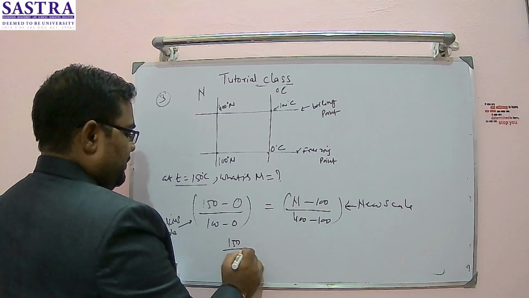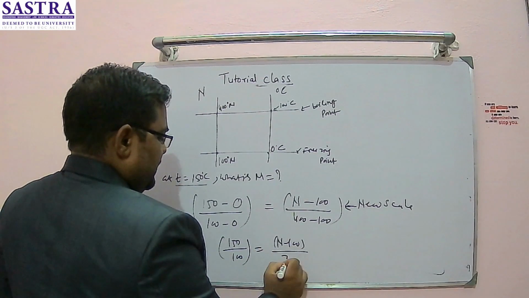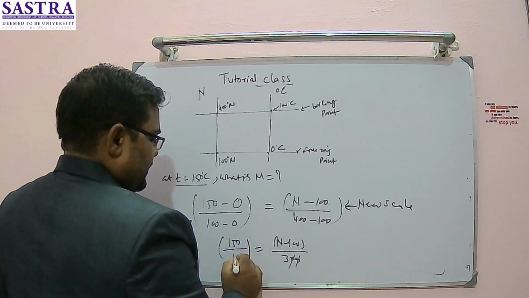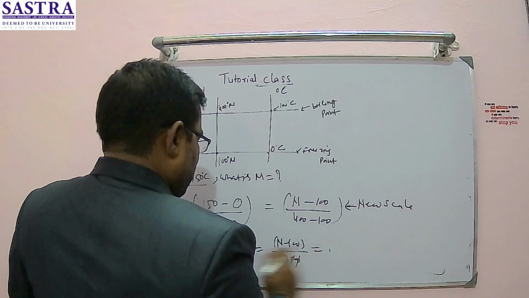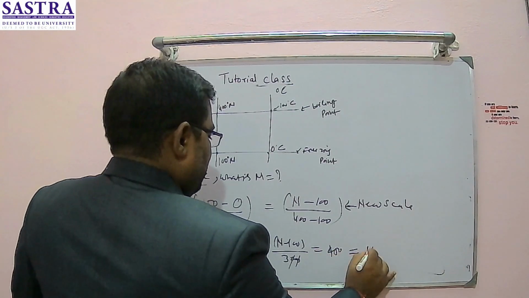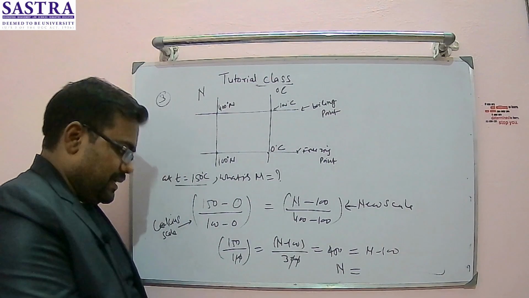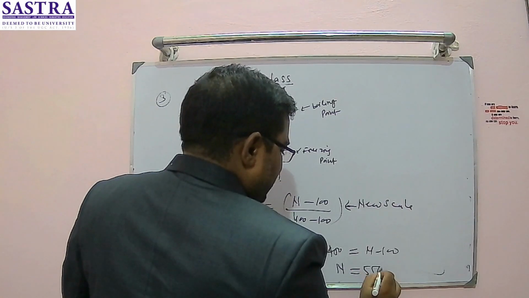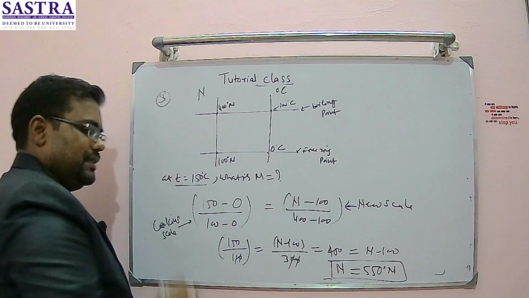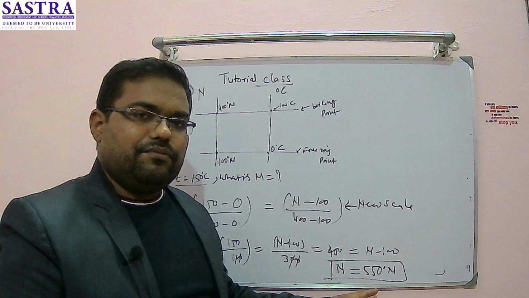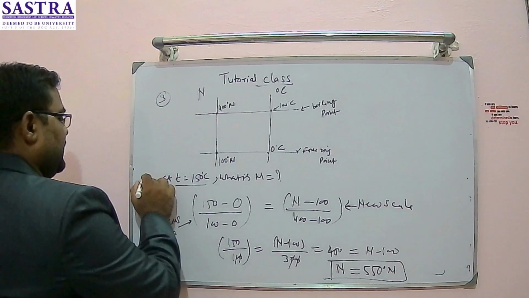So this is 150 divided by 100 is equal to N minus 100 divided by 300. So this and this cancel out. You can solve this. 150, sorry, 450 is equal to N minus 100. So 100 will come this side, so you can get 550 degree N. So corresponding to 150 degrees Celsius, the temperature on the new scale is 550 degree N. This is the first part that is over.